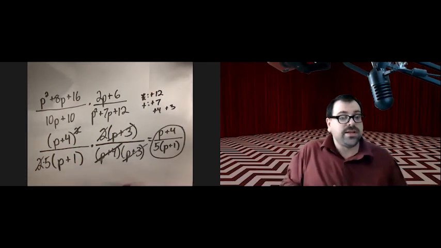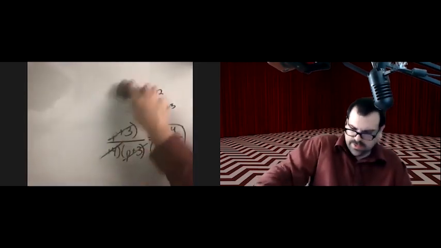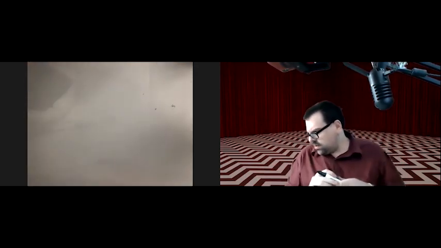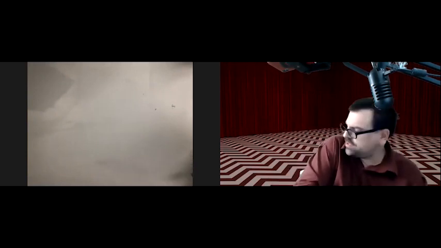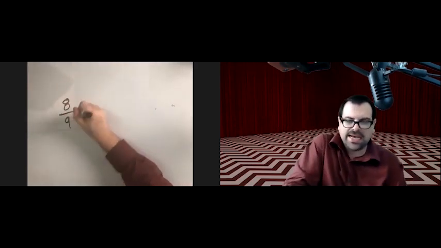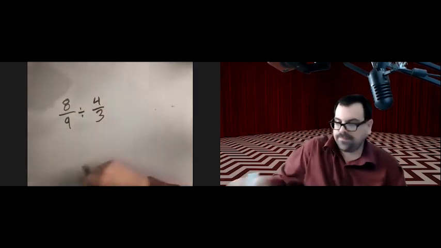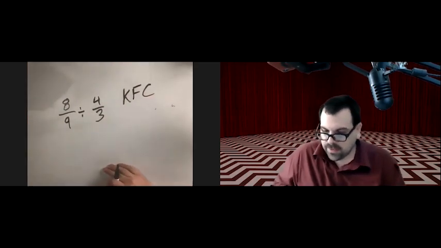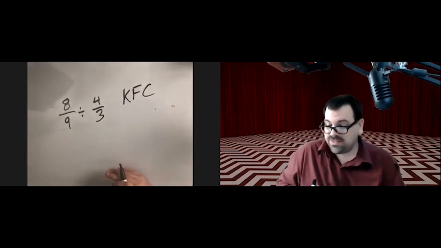What comes after multiplication? Well, division. So let's very quickly look at how we would divide. If we had fractions, let's go straight to the numbers. If we had 8/9 divided by 4/3, the kernel can help us out. We have a finger-licking good method of dividing fractions.